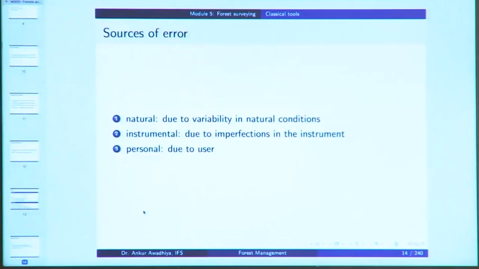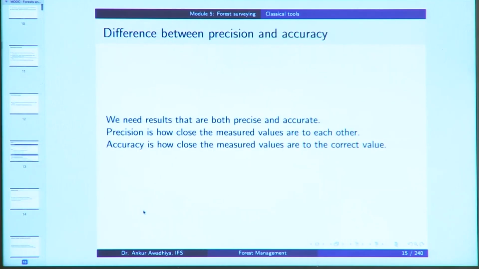Next, we have the sources of errors. There are 3 main sources: natural, due to variability in natural conditions such as temperature, or you have instrumental errors if your instrument was not built properly or over time it has become worn out, or there are personal errors when you make an error in the measurement because you are not following the correct procedure.